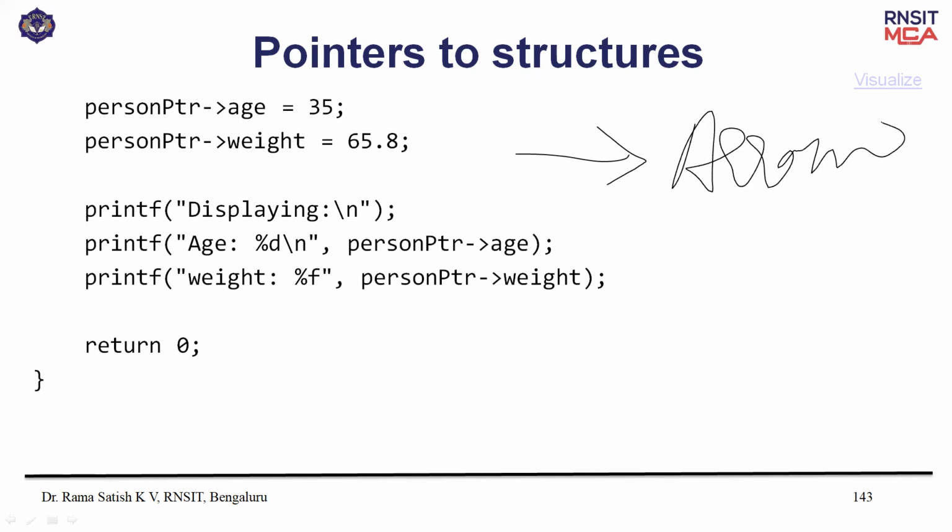This is called very, very important. Arrow operator. Arrow operator is used to access the members of the structure using a pointer variable. So the pointer variable is person PTR, arrow age. So that is 35 you are assigning, and 65.8 you are assigning.